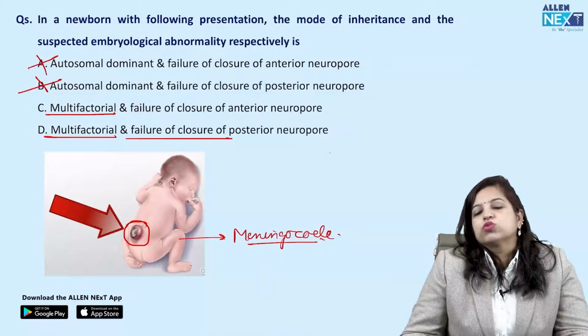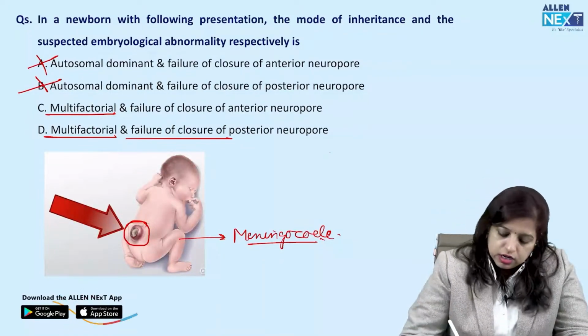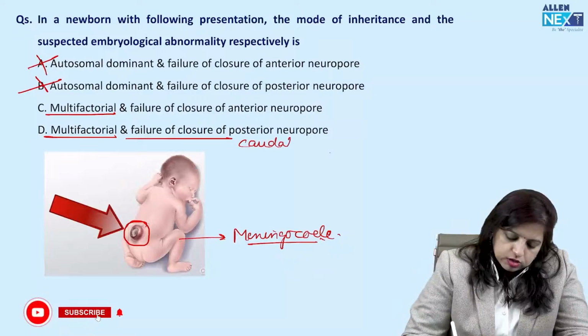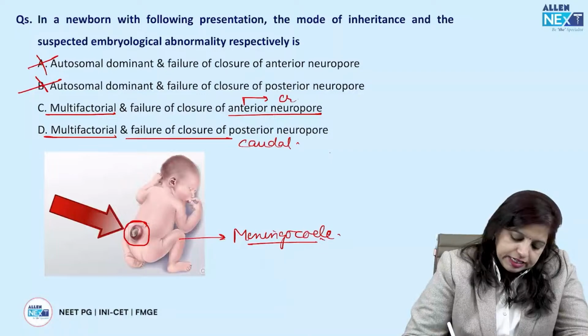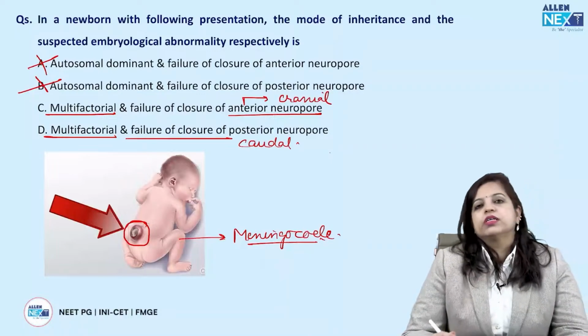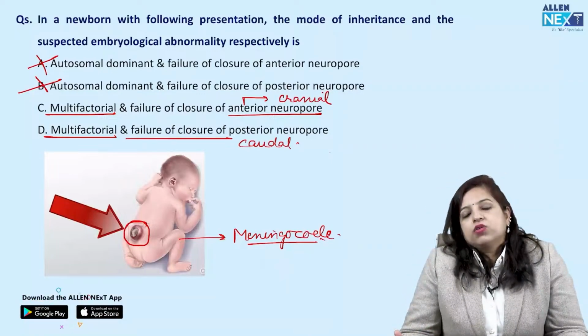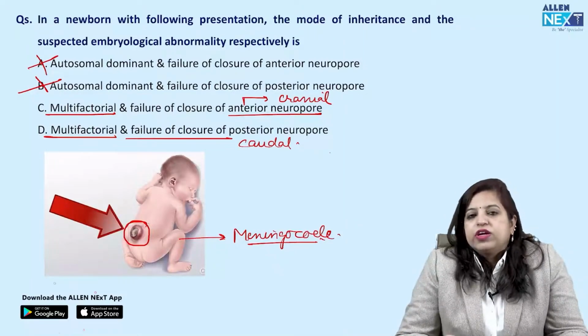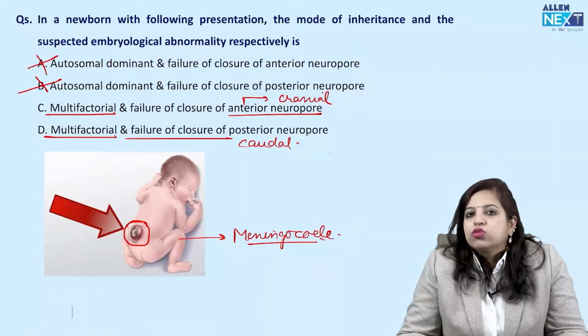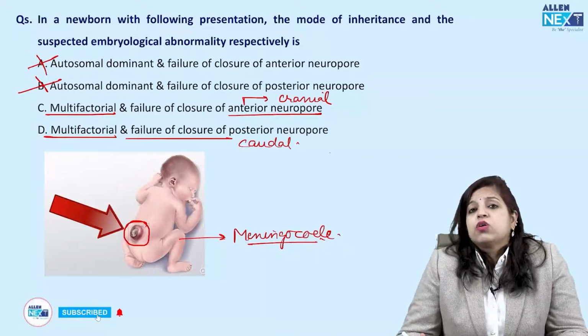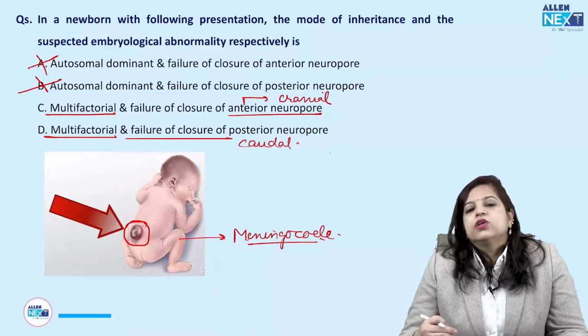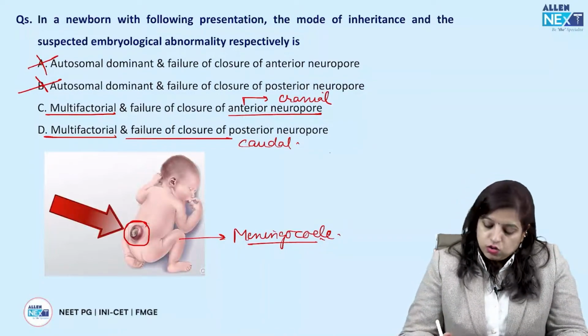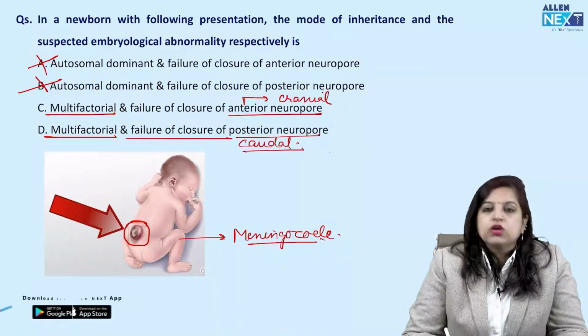Caudal neuropore is also known as the posterior neuropore, right? So, you can either write it caudal or you can call it posterior neuropore. Anterior neuropore is also known as cranial neuropore. So, please remember this. Any defects in the upper part of the spinal cord is because of the failure of the closure of cranial or the anterior neuropore. Any defect arising in the lower part of the spinal cord is because of the failure of the closure of posterior or the caudal neuropore.